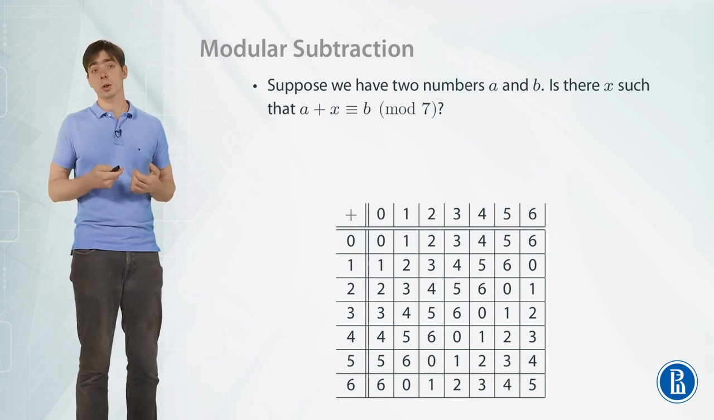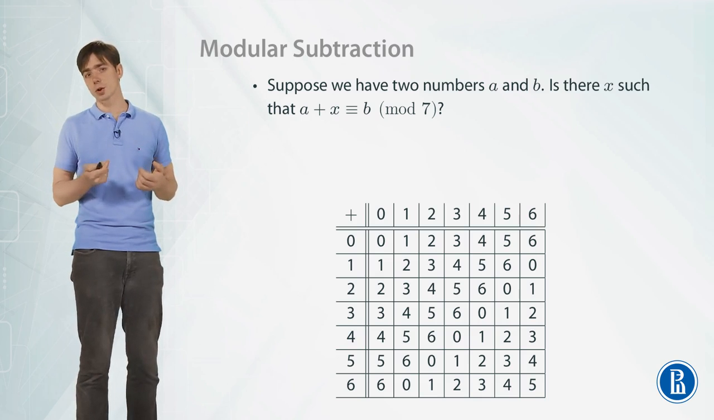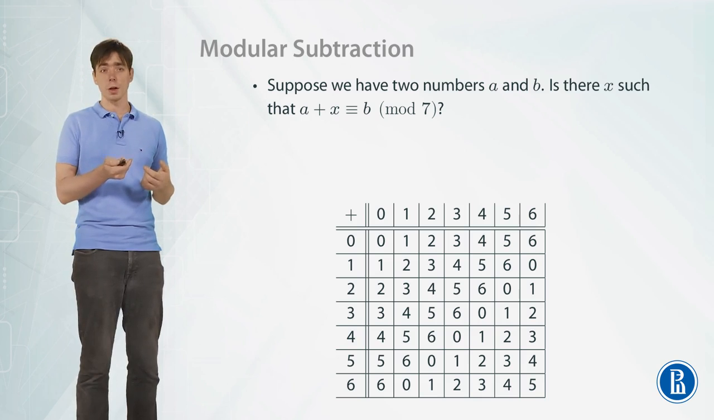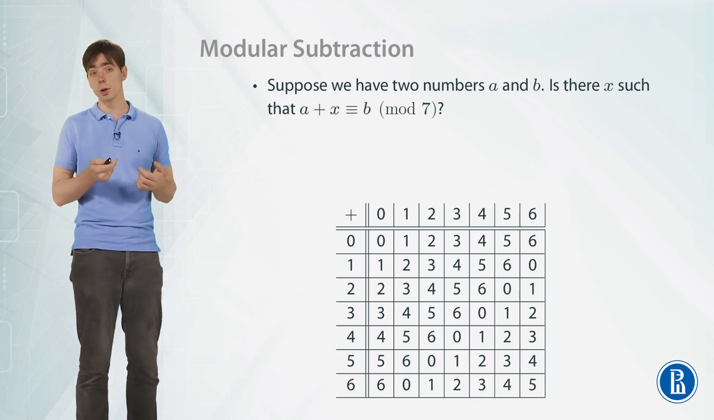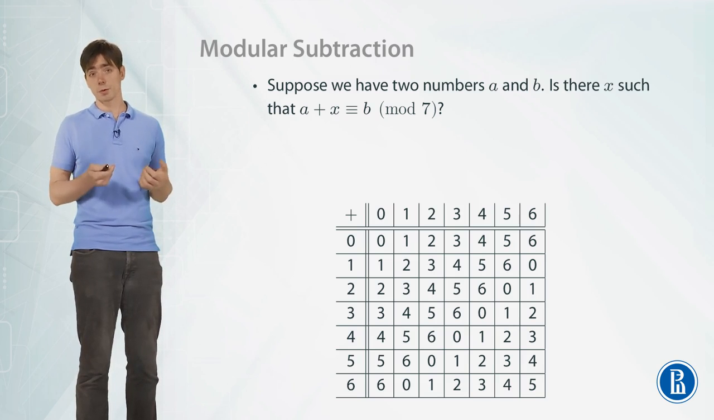Let's consider whether modular subtraction is possible. So what is modular subtraction? Let's consider the following question. Suppose we have two numbers, a and b. Is there a number x such that a plus x is congruent to b modulo 7? Note that x will play the role of b minus a in our modular arithmetic. So is this always possible?